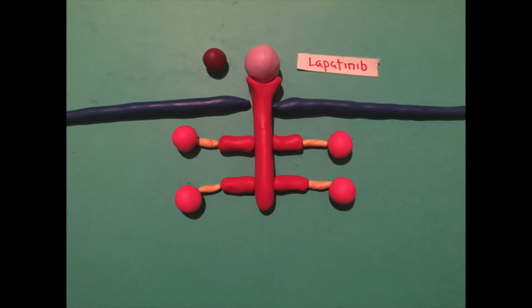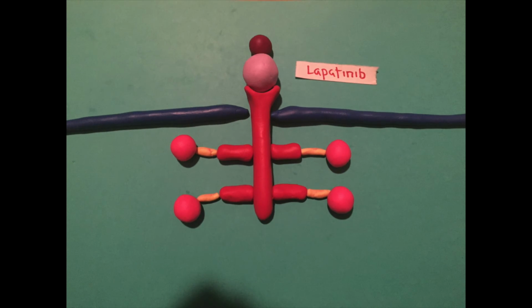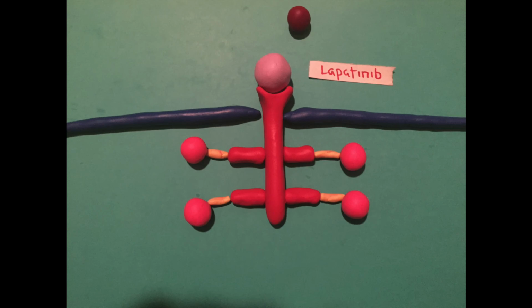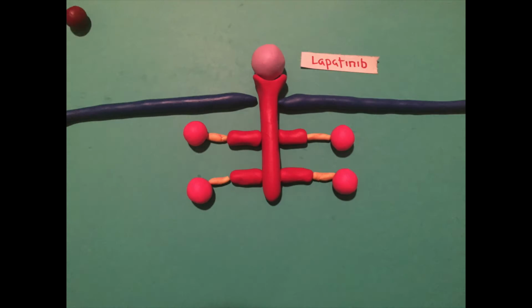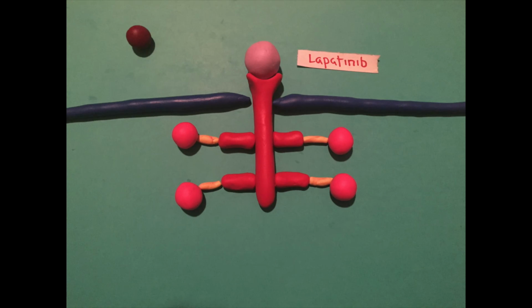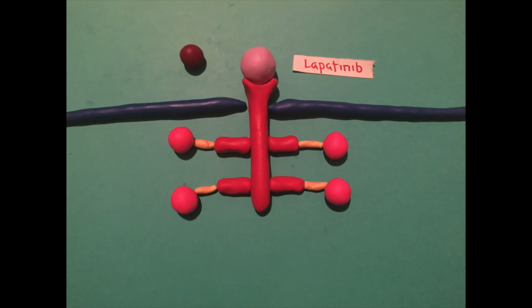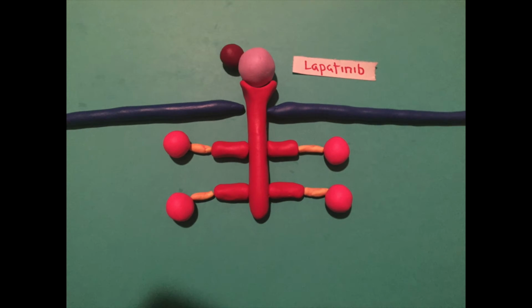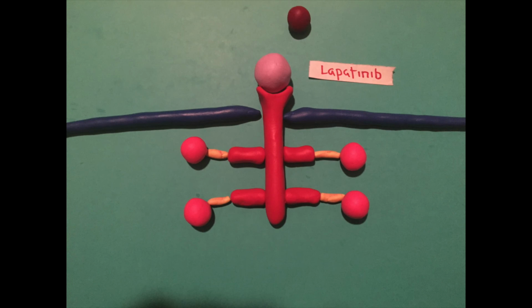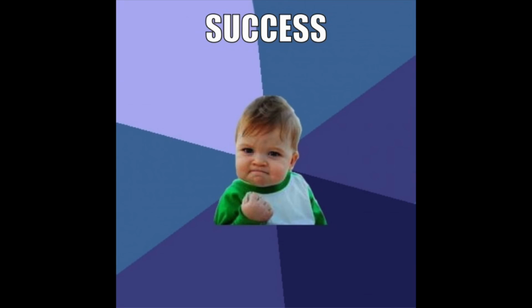Now, to treat breast cancer, a drug called lapatinib treats this disease, and it is basically a drug that attaches to the receptor and stays attached to inhibit the breast cell ligand used in the reproduction of breast cells, therefore preventing the production of new breast cells.